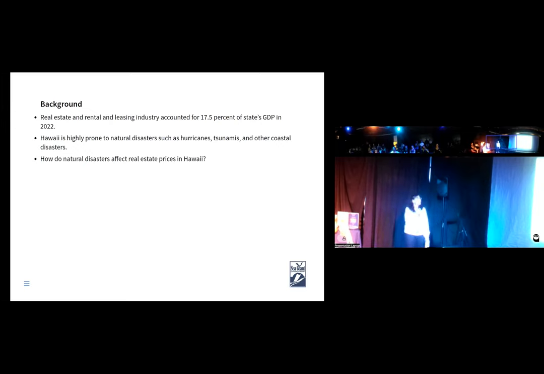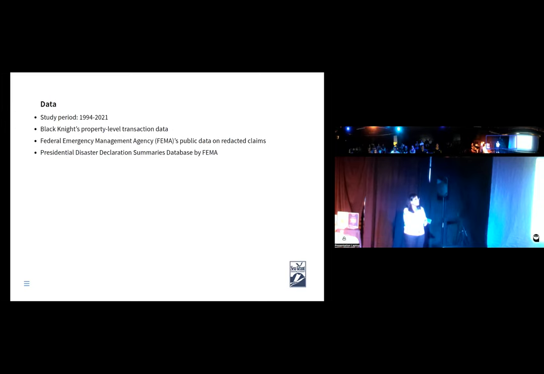So just to give you a brief background on why this matters, first of all, it's important to know that the real estate and rental and leasing industry accounts for a significant proportion of Hawaii's GDP. In particular, in 2022, it accounted for about 18% of the state's GDP. At the same time, we're aware that Hawaii is highly vulnerable to natural disasters such as hurricanes, tsunamis, floods, and other coastal disasters. And in light of global climate change, we've witnessed an increase in the intensity and frequency of extreme weather events and natural disasters. So it's important to look at how these events affect the real estate prices in Hawaii. And that's what we do in the study.